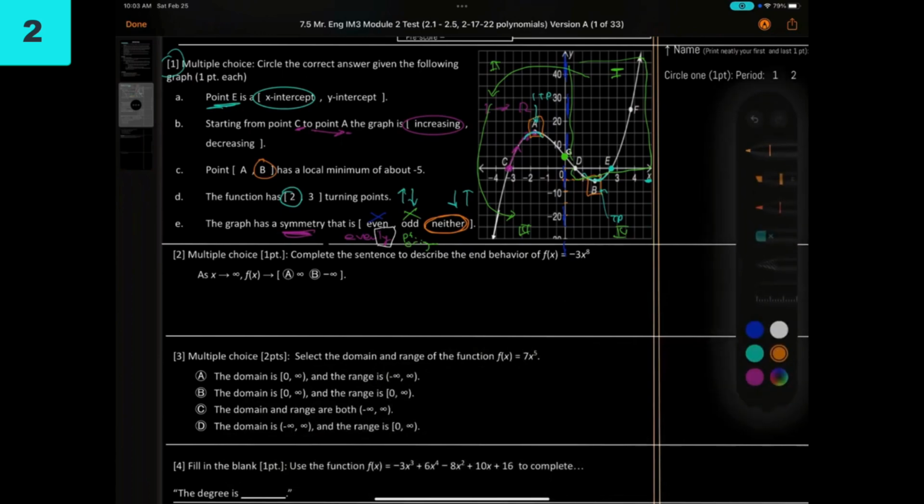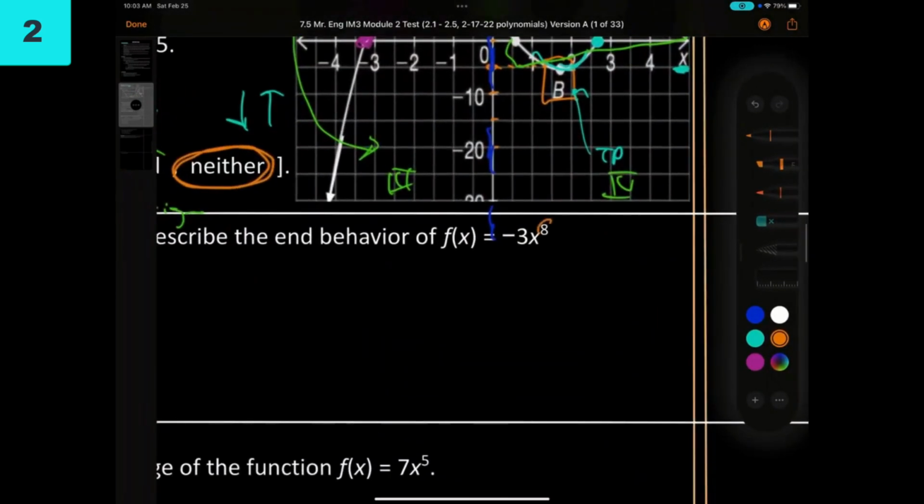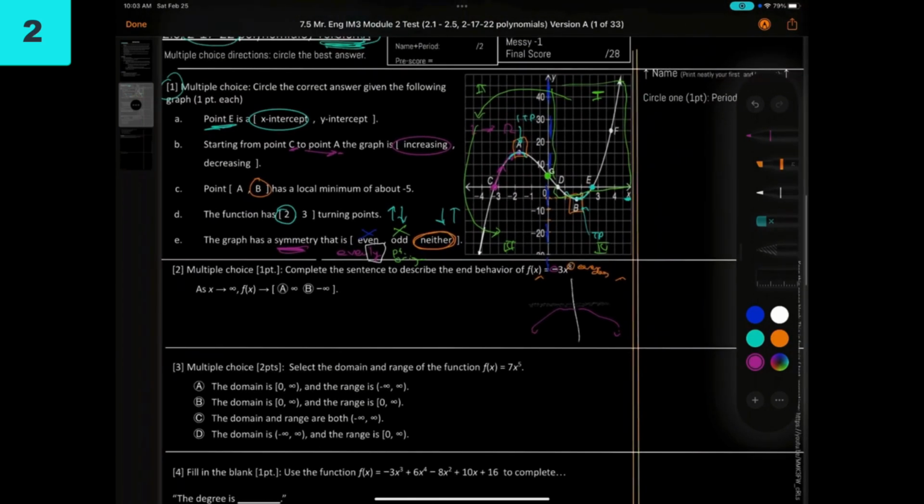Number 2, complete the sentence to describe the end behavior. So this is an even degree, the easiest even degree we know. It starts up, ends up, but this one has a negative leading coefficient, so it's going to look something like that. So the sentence, as x approaches positive infinity, this is going towards the right. So as I go towards the right, where is the arrow? Where is the graph going? The graph is going down. Down would be negative infinity, f of x. That is the y values. This would be going down.